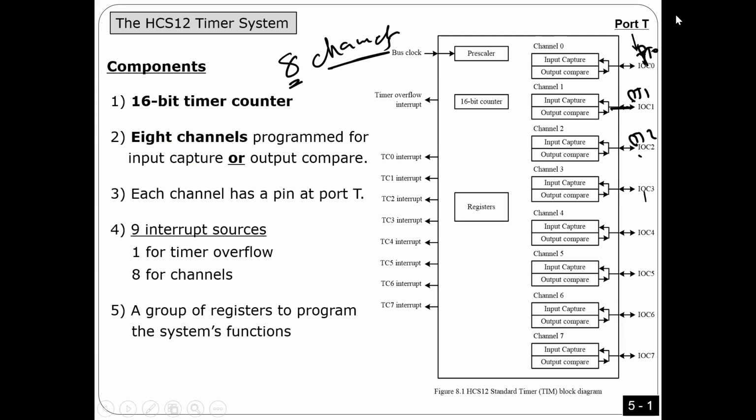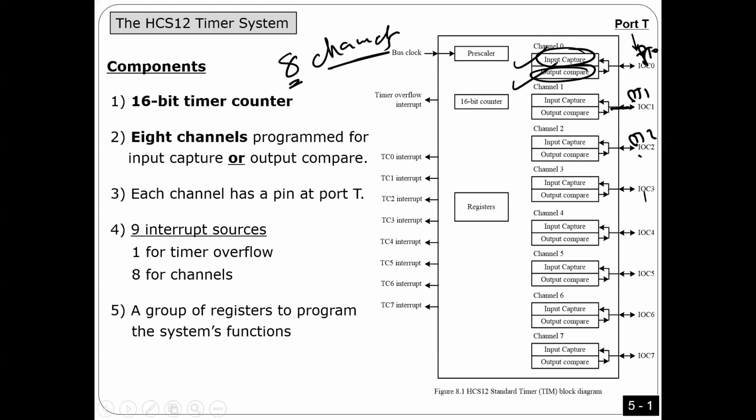Number 2, every channel can be programmed to work as input capture or output compare. So I have 8 channels, and every channel can do one of two functionalities. Similar to when we program ports as input or output, it's the same thing. If you need many input captures, you can program all of them as input capture. If you need many output compares, you can program all of them as output compare, or one input capture and one output compare, whatever you need. For sure, I'm going to explain what I mean by input capture and output compare.